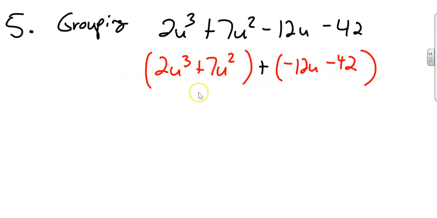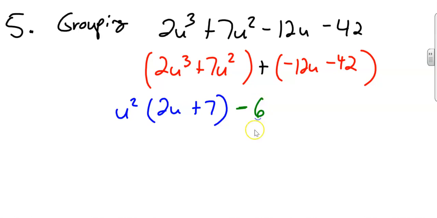Same thing. Take out greatest common factor. u to the third and u to the second. You can take out a u squared. Leave you with a 2u plus 7. Both of these numbers are negative, so we'll definitely have to take out a negative. 12 and 42, you can divide them both by 6. So negative 12 divided by negative 6 is 2 with the u, and then negative 42 divided by negative 6 is a positive 7.